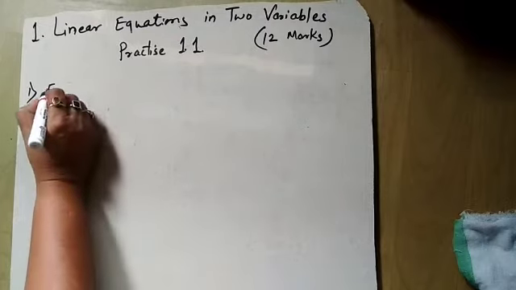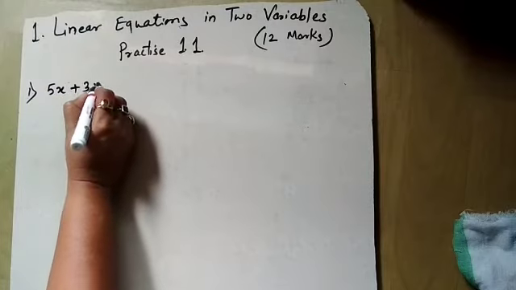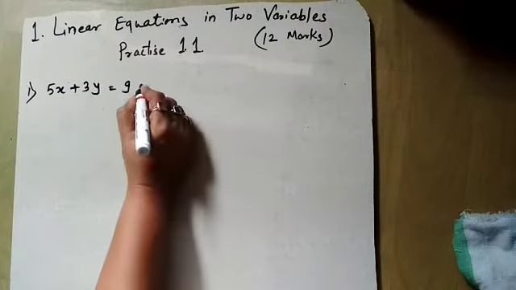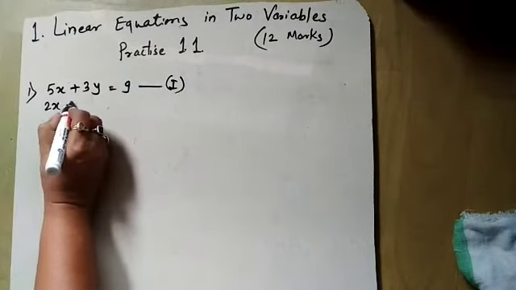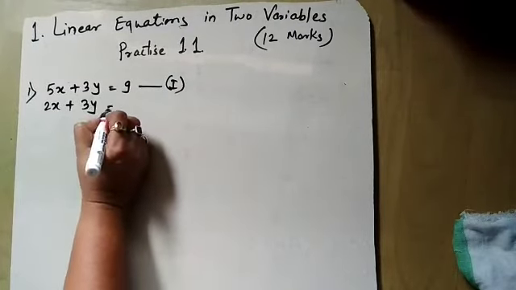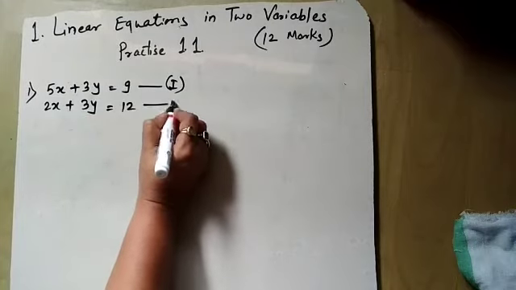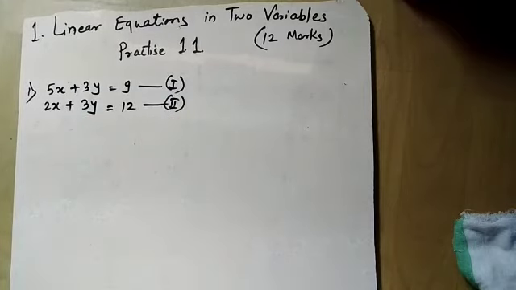5x plus 3y equal to 9. They have given it as equation 1. Then 2x plus 3y equal to 12. This will be equation 2. They have given it in this form. Once you have given equation numbers, then the second step is you are going to observe the terms.